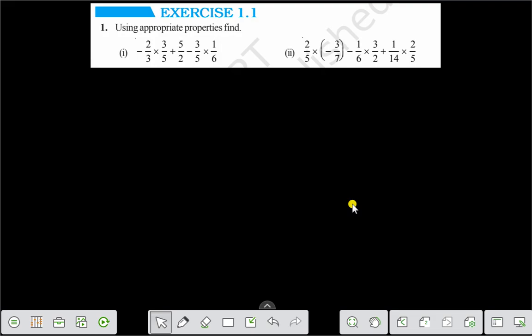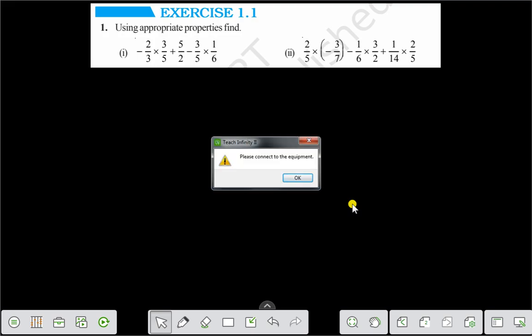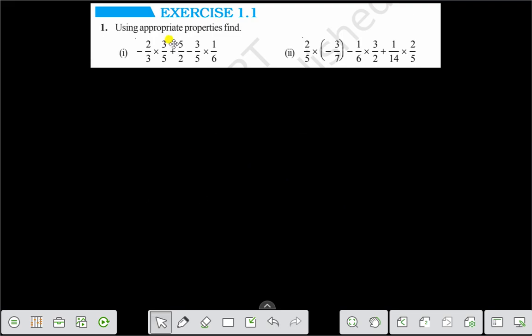Hello everyone. Today I shall discuss exercise 1.1 question number 1. Using appropriate properties, find: number 1 is minus 2 by 3 into 3 by 5 plus 5 by 2 minus 3 by 5 into 1 by 6. Let us find this one, that is question number 1.